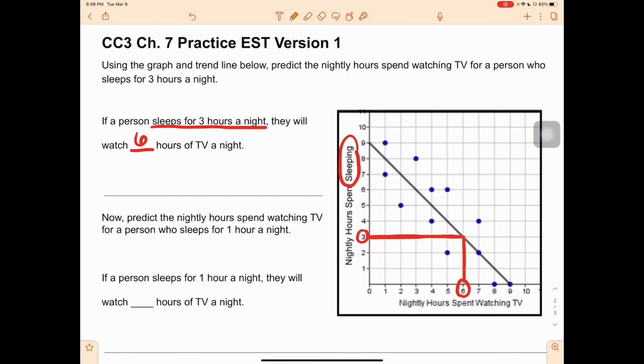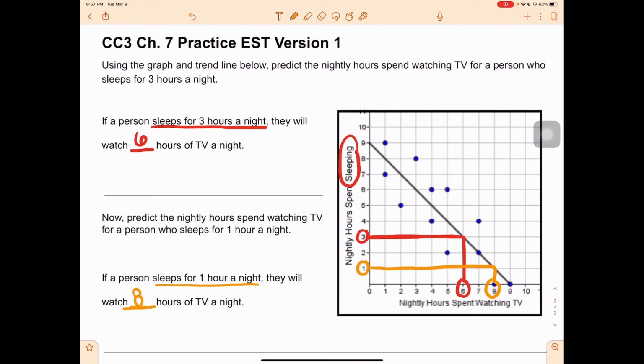So now let's go and do this one. It says, now predict the nightly hours spent watching TV for a person who sleeps for 1 hour a night. Gosh, that's horrible. I did not make these. Otherwise, I would have said, like, if they watch TV for 1 hour a night, you know? Please sleep way more than 1 or 3 hours a night. So here we're saying, okay, well, what if they sleep just 1 hour a night, right? How many hours of TV does that mean they likely watched? Well, my goodness, if we go across here to our line of best fit, that is 8 hours of TV. 8 hours of TV. That's crazy, right?